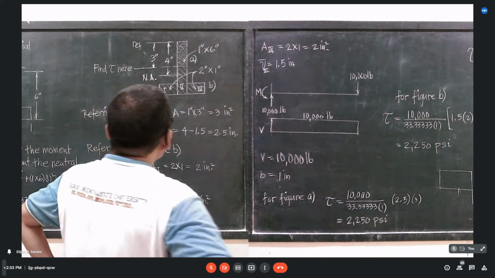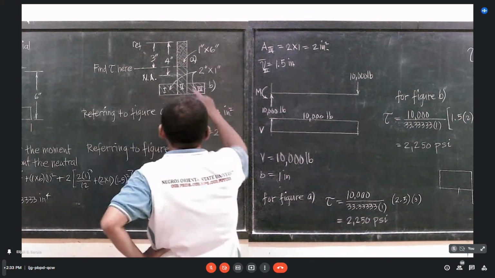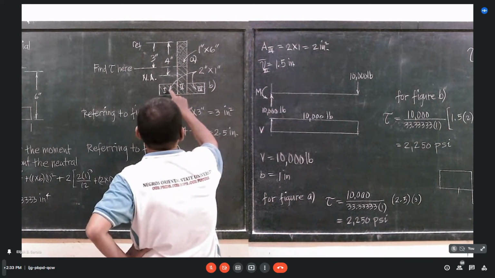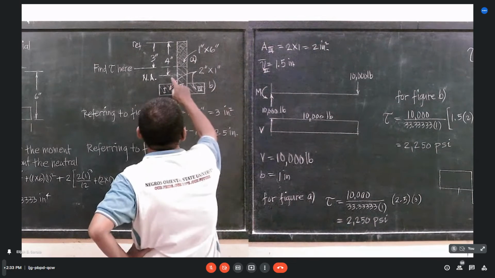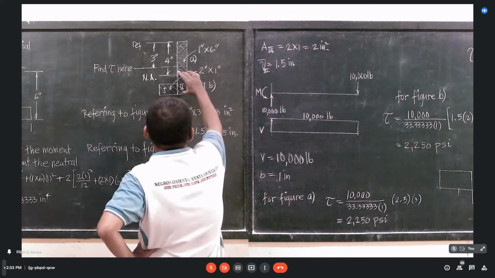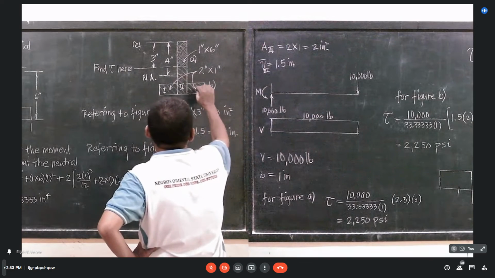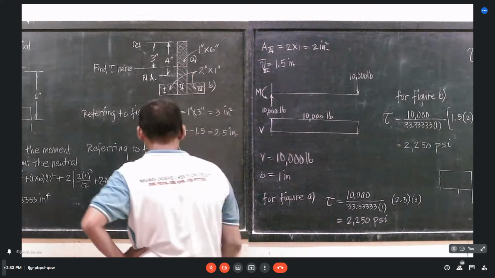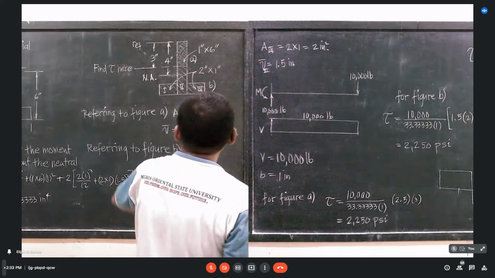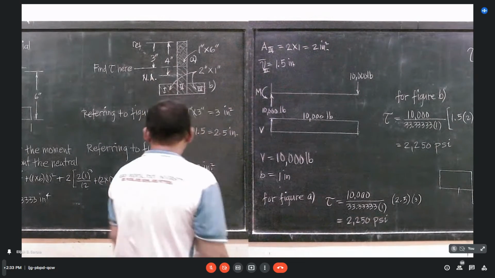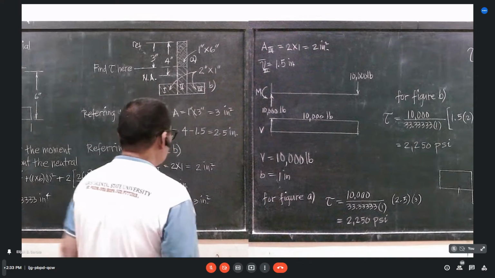Kay ang nakakomplikado ani kay mangita ka og centroid sa area to the neutral axis, di ba? Centroid ani area to the neutral axis, centroid ani area to the neutral axis. Nya imo na siyang gi-subdivide into two, okay? Para sa ani, this is 2 and this 0.5, 1.5 na siya. That is for the B bar.